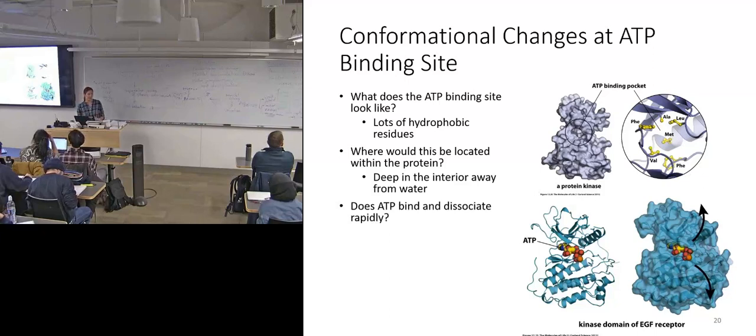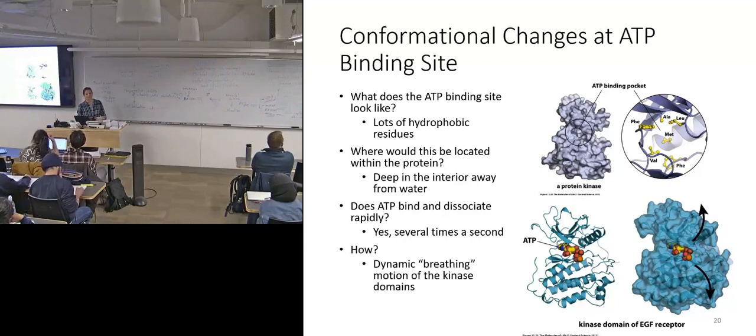So does ATP bind and dissociate really rapidly? The answer was yes. It happens actually several times a second. So the question is, how is this possible, given that its binding site is so deeply buried in the interior of a globular protein? The answer is what is sometimes referred to as dynamic breathing motion, or the ability of the protein to literally open and close itself to receive ATP. And this is, again, an example of a conformational change to allow for ligand binding.